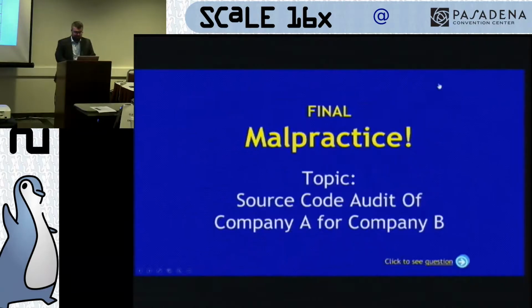Okay, so let's get a tally of the scores. Team 1 has 1,100. Team 2, I'm afraid, has 350. And Team 3 has a lot. Okay, 2950 if I calculated that correctly.